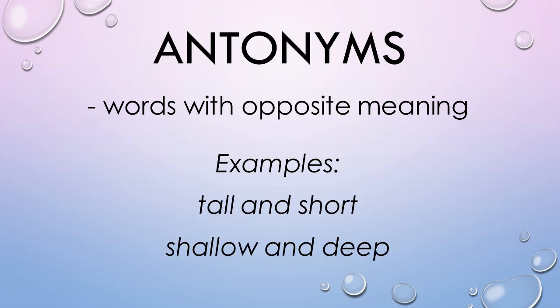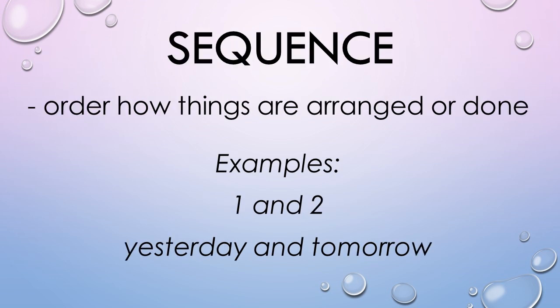The second one is an opposite of the first one. If synonyms refer to words with the same meaning, antonyms refer to words with opposite meaning. For example, tall and short, shallow and deep. Next is sequence. Sequence refers to the order of how things are arranged or done. For example, 1 and 2, yesterday and tomorrow.